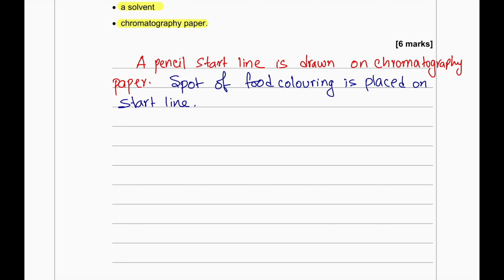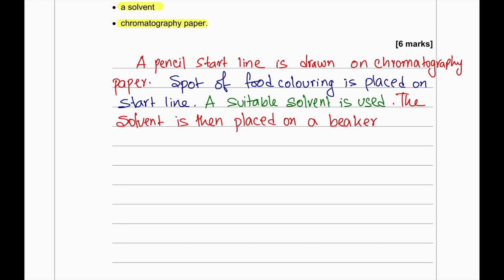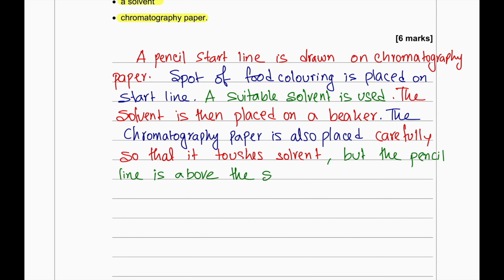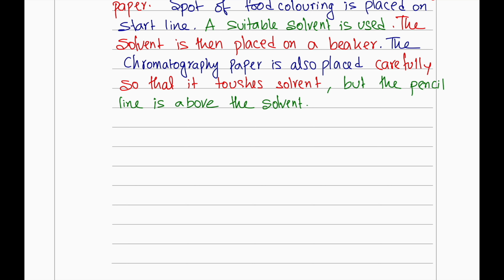We are going to use a solvent, for example water, since the food coloring is water soluble. So we're going to place the solvent in a beaker and place the chromatography paper in the beaker. But make sure the chromatography paper is in the solvent, but the solvent is below the start line. Then we are going to put a lid on, to prevent the solvent from evaporating.